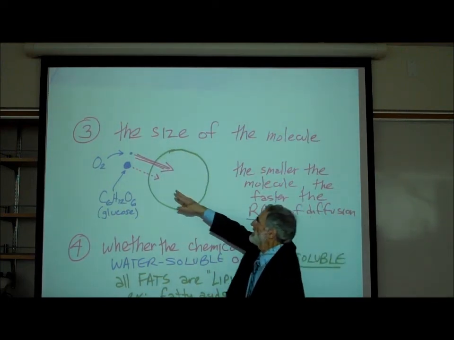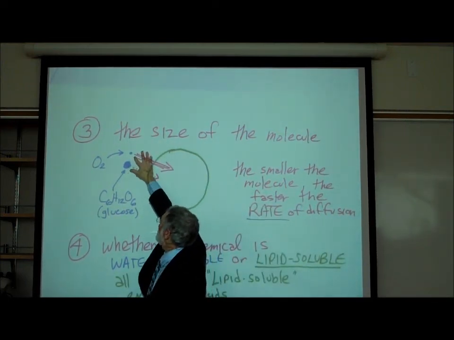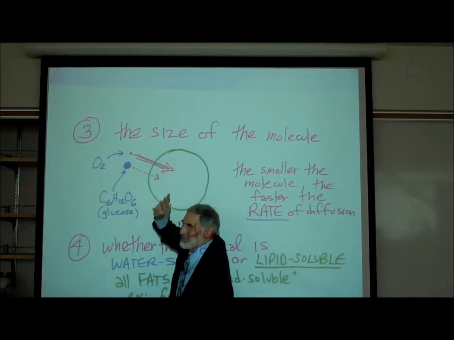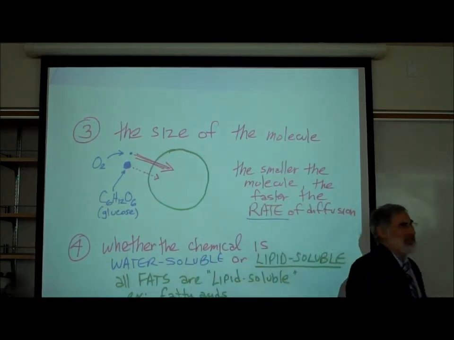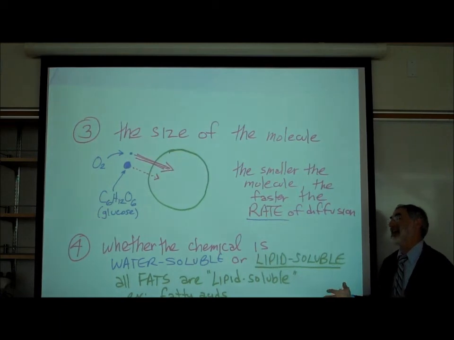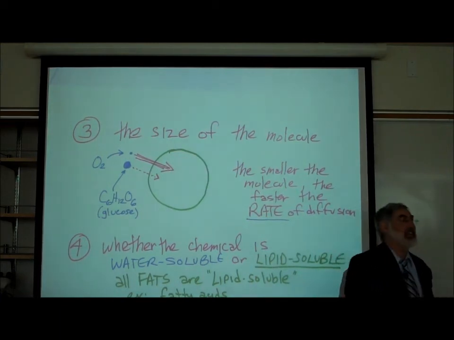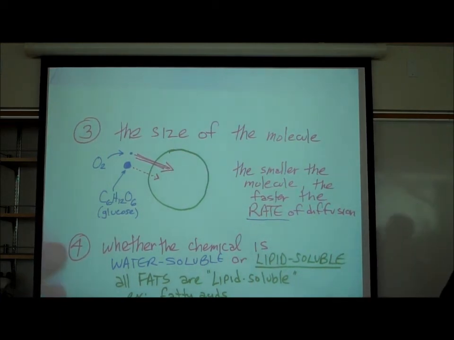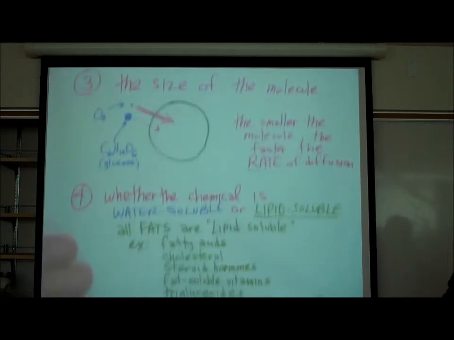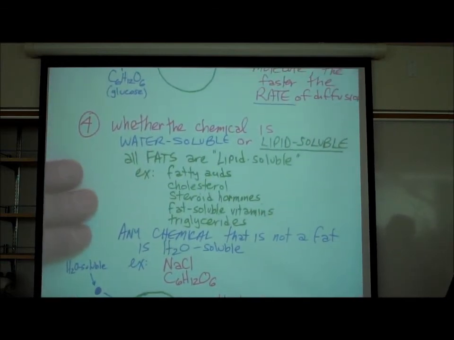Obviously, when I drew these, in reality, molecules are not that big compared to a cell. But if I drew them relative to the size of the cell, they'd be too small for you to see either one of them. All right? And the fourth and last factor that affects the rate of diffusion.